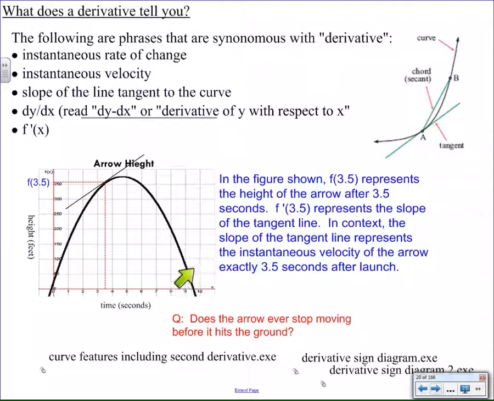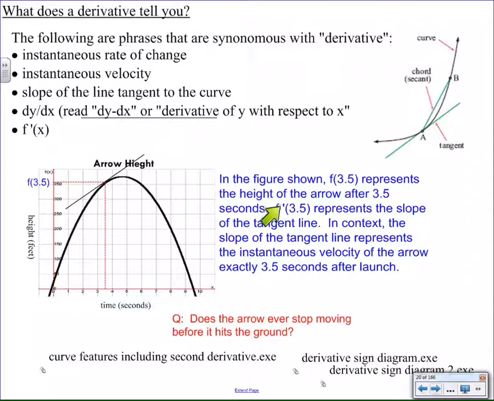Now we're going to talk about calculus, and what does that tell us? In the figure shown, f of 3.5 represents the height of the arrow after 3.5 seconds. So I go to 3.5 seconds, follow it up to the graph. f of 3.5 is going to be around 350 or so feet. That is how high the arrow was at 3.5 seconds.